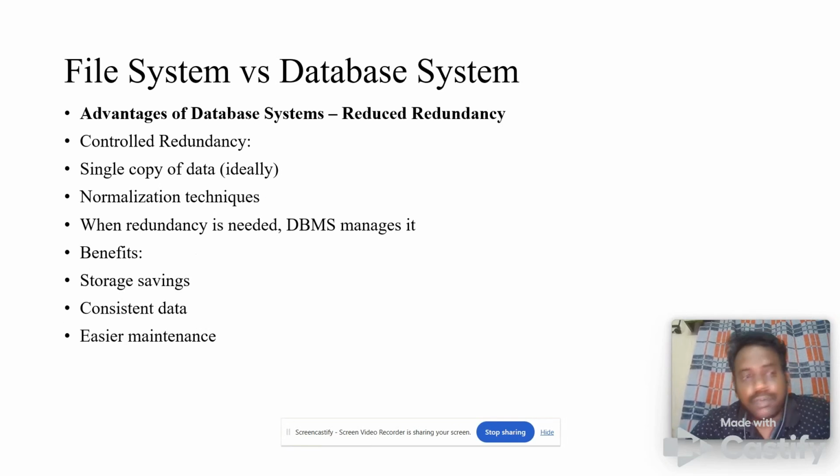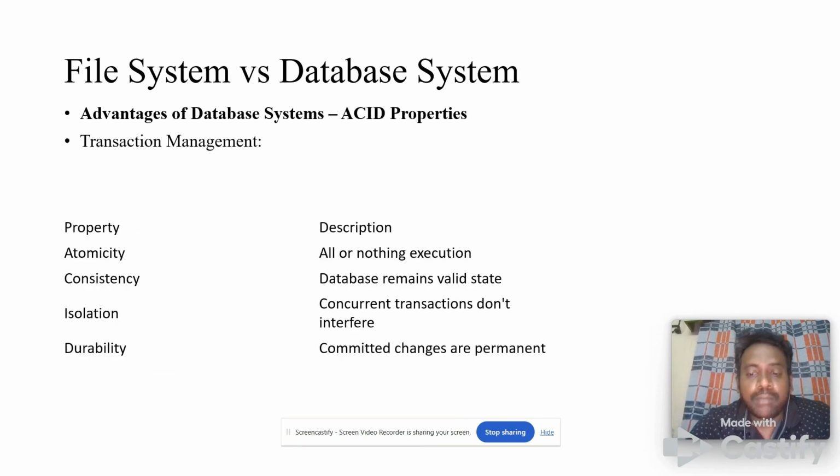It makes use of controlled redundancy. We can make use of normalization techniques. What are the benefits of using the database management system compared to the traditional file system? Since there is redundancy of data in a file system, the storage space is high, whereas the database management system reduces storage space. Here the data is also very consistent, whereas the data is inconsistent in the traditional file system. In the database management system, it is also much easier to maintain.